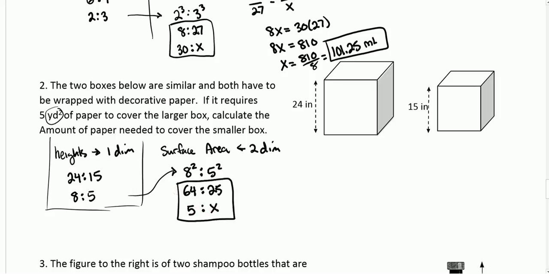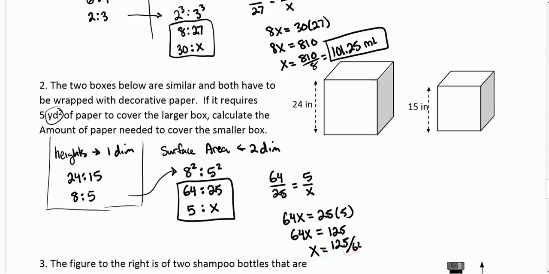They tell us it takes 5 square yards to cover the larger box. So I'm going to put 5 first because we're going large to small in this problem. And we're looking for how much paper is for the smaller. So here, I'm going to take these two ratios, set up a proportion. 64 over 25 is equal to 5 over x, and cross multiply. So 64x equals 25 times 5, or 64x is 125. X is 125 divided by 64, which is, I'm rounding here, 1.953 square yards.